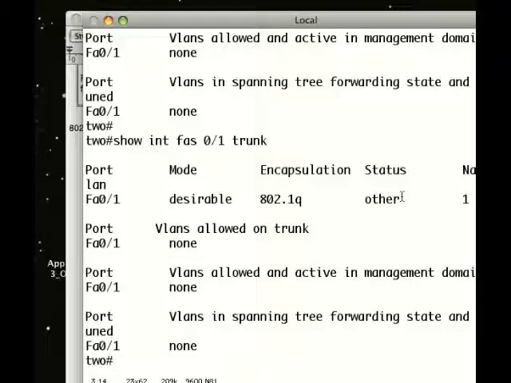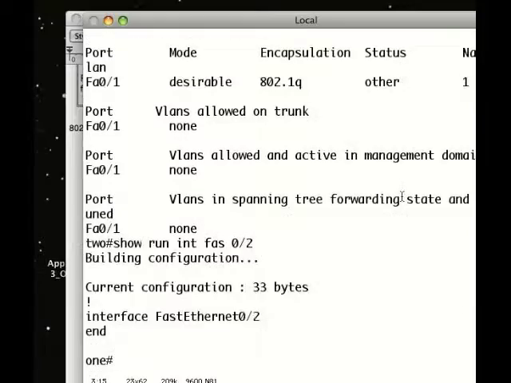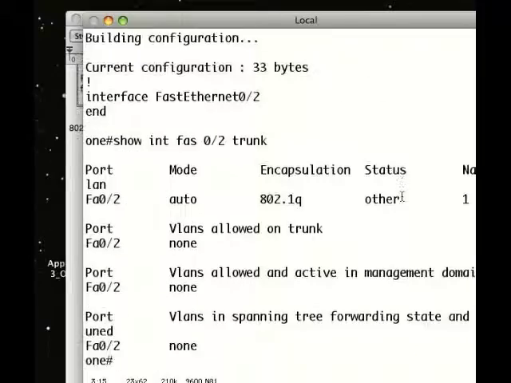Here I am on switch 1. Show run int fast 0/2. Show int fast 0/2 trunk. So I'm in mode auto, and if the other side is desirable, then we should have become a trunk, but the status is other, which is weird.